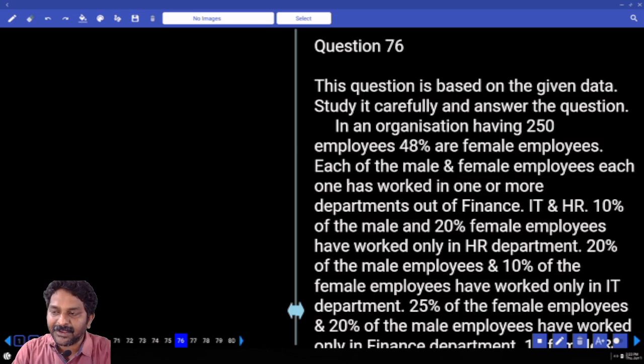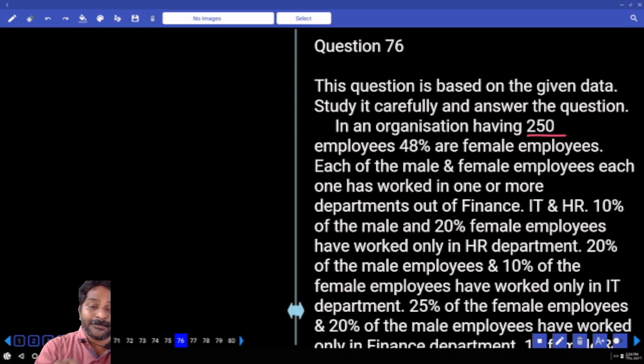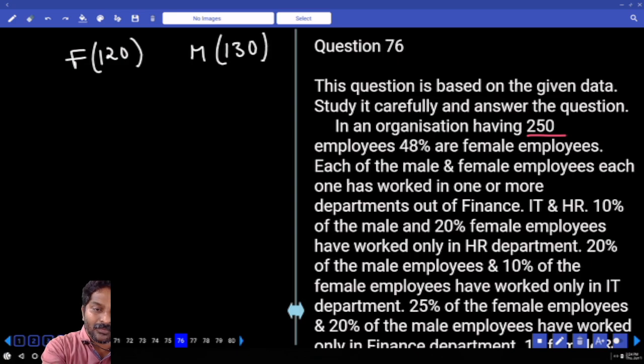250 employees, 48% are female employees. Come on, let's calculate. What is 50%? 125. 1%? 2%? 48% in the sense, can I go with 50% minus 2%? 125 minus 5. So female are 120, then remaining male are 130.